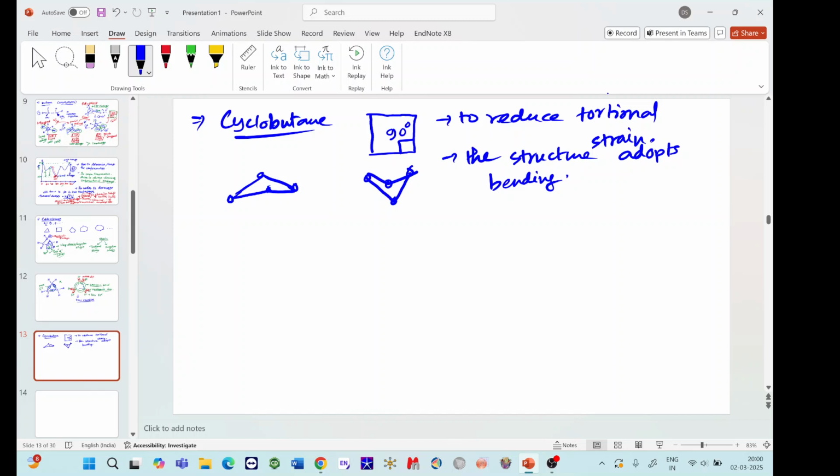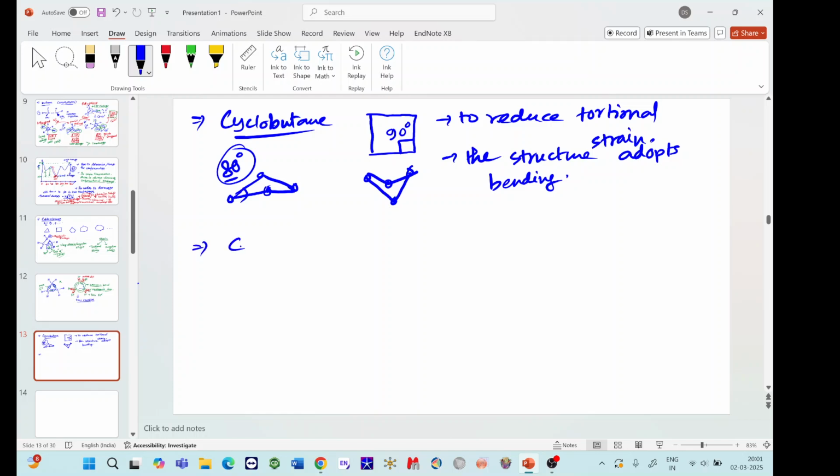Okay, so if they bend like this, now this angle changes a little bit, so it goes to 80 degrees. You can see the deviation is much more, the angle strain is more, but the torsional strain gets reduced. So that is how it gets compensated.